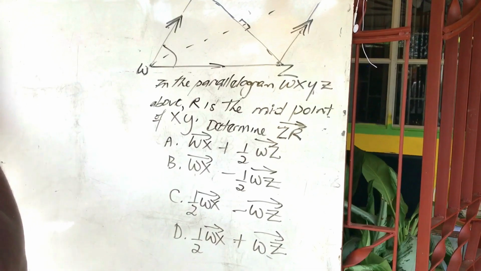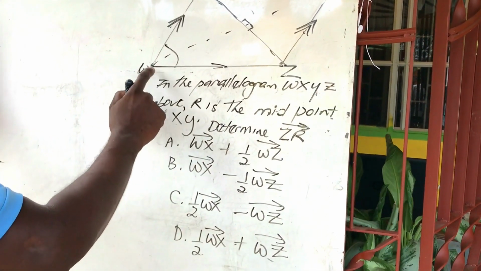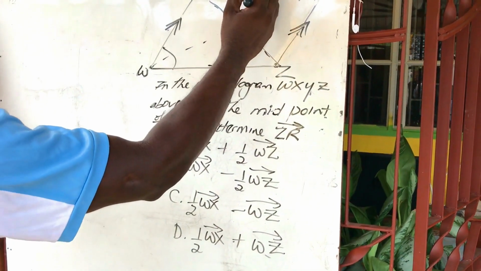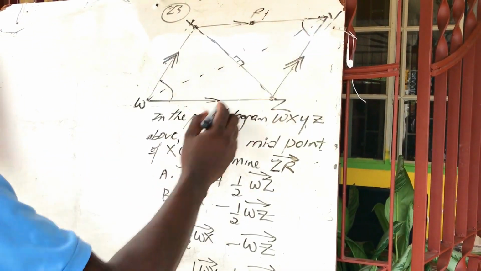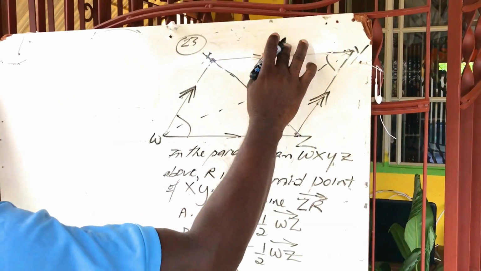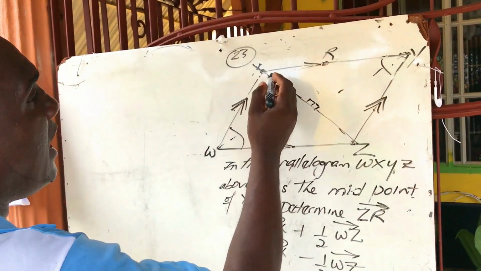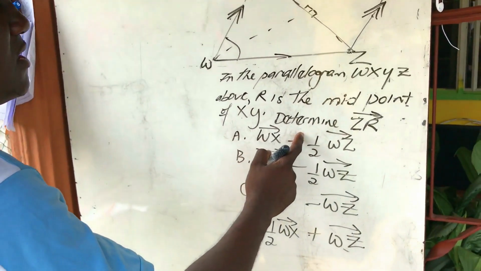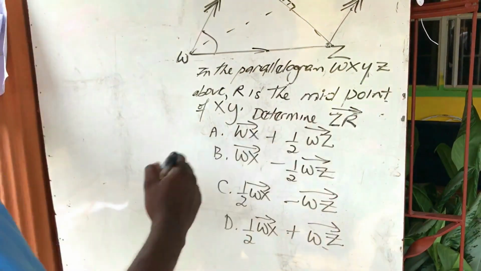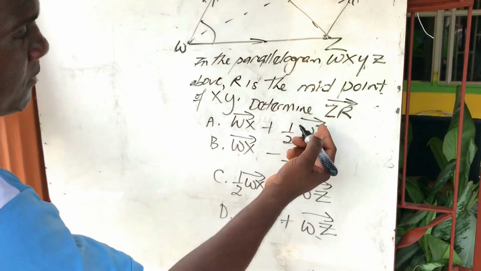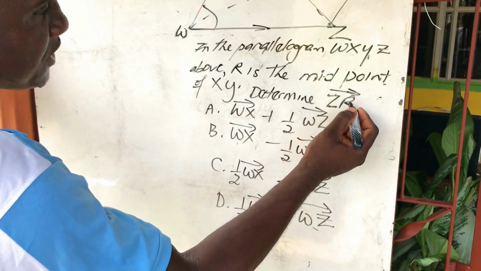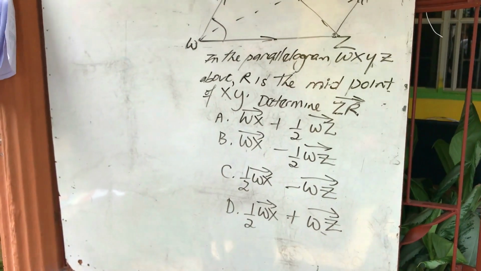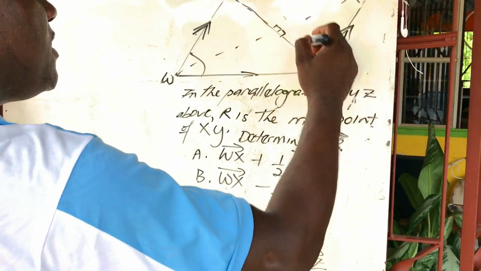Now, here it says WXYZ, so you read WXYZ above. R is a midpoint of XY. So right here is R, which is a midpoint. When we say midpoint, it simply means that R lies exactly halfway on XY. Now it says determine the vector ZR. Based on what we learned before, the vector begins at Z and ends at R, because the tip of the arrow is at R. So what we want is vector ZR, that is from here to here.